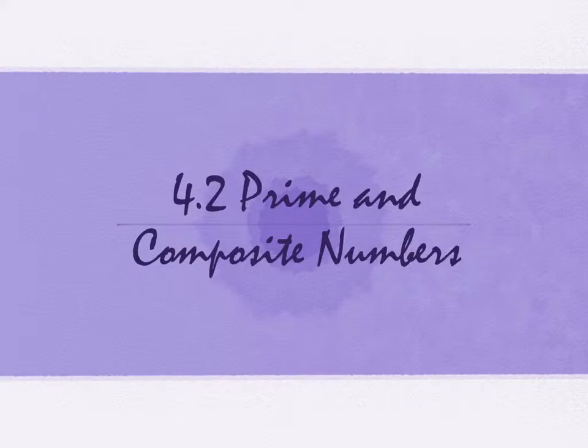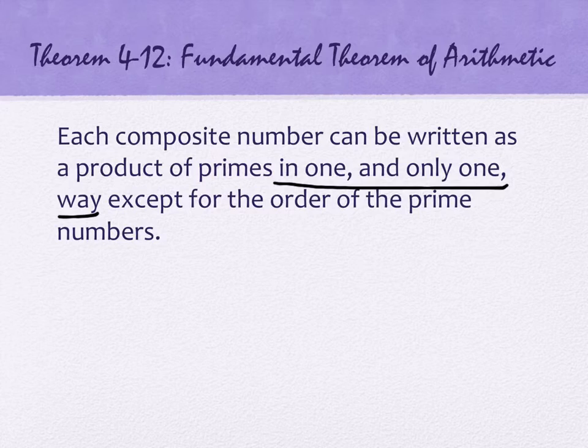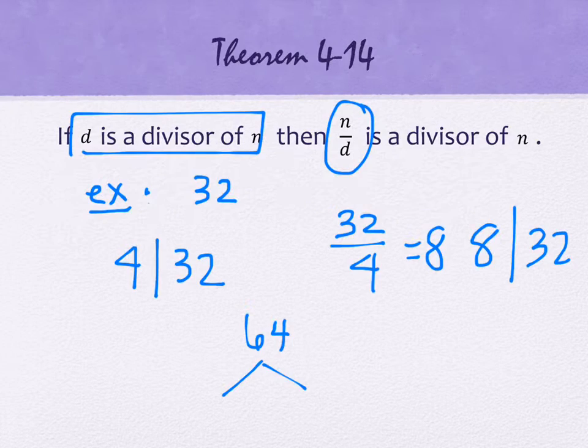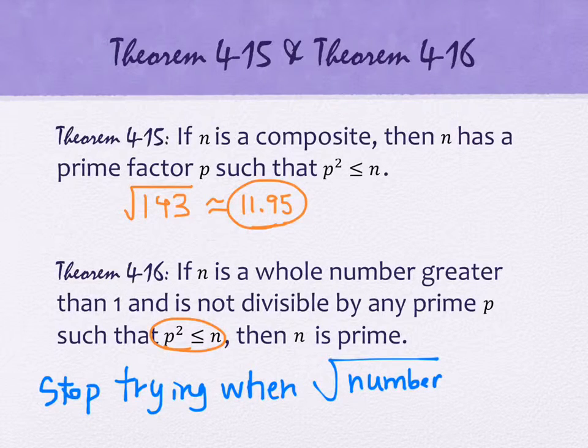Section 4.2, we were talking about prime and composite numbers, and we ended our last class session with a very interesting fact that should help us decide whether a number is prime. The fact is this: if we're testing to see if a number is prime, we know when we can stop testing. We can stop testing at the square root of that number.